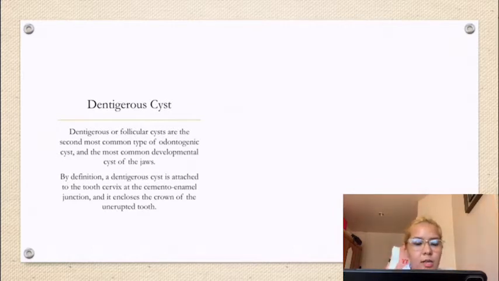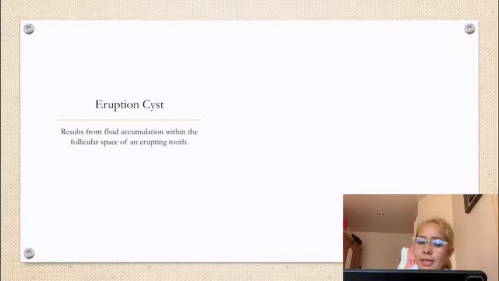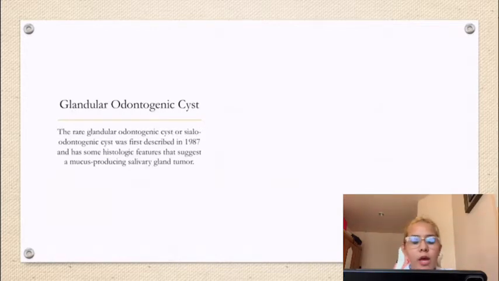The dentigerous cyst or follicular cyst is the second most common type of odontogenic cyst and the most common developmental cyst of the jaws. By definition, a dentigerous cyst is attached to the tooth at the cemento-enamel junction and it encloses the crown of the unerupted tooth. An eruption cyst results from a fluid accumulation within the follicular space of an erupting tooth.